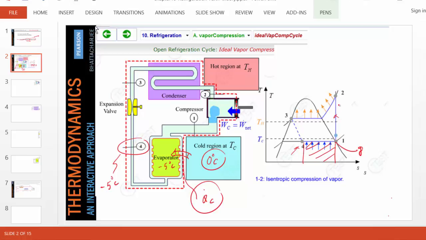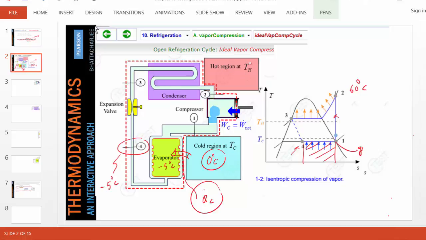So when you compress a vapor, it is similar to compressing a gas, so the temperature also rises, pressure also rises. So at state 2, we have quite a high temperature. Let's say the temperature is 60 degrees Celsius at state 2. Now, at state 2, we have superheated vapor at a higher pressure, and we send it to a condenser. What happened in the condenser? Just like a vapor power plant condenser, the vapor going through the condenser cools down. Heat has to be rejected.